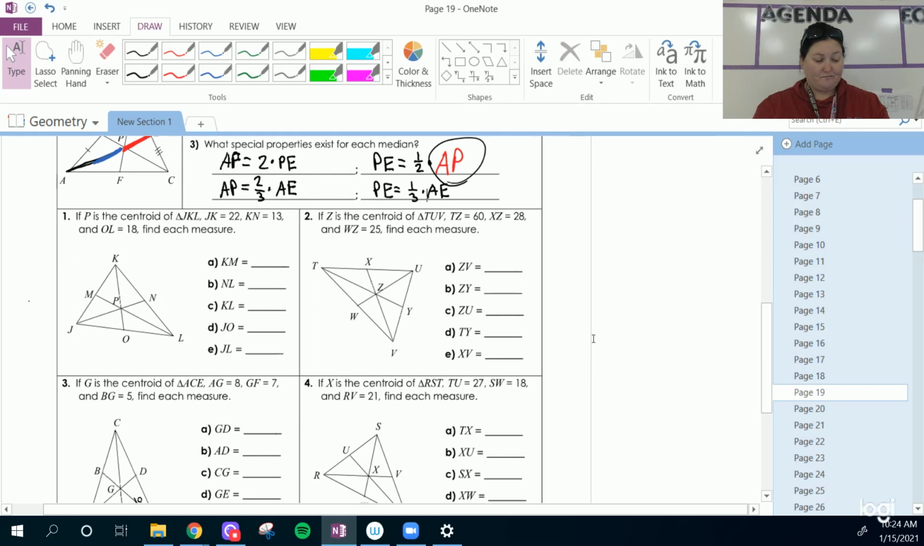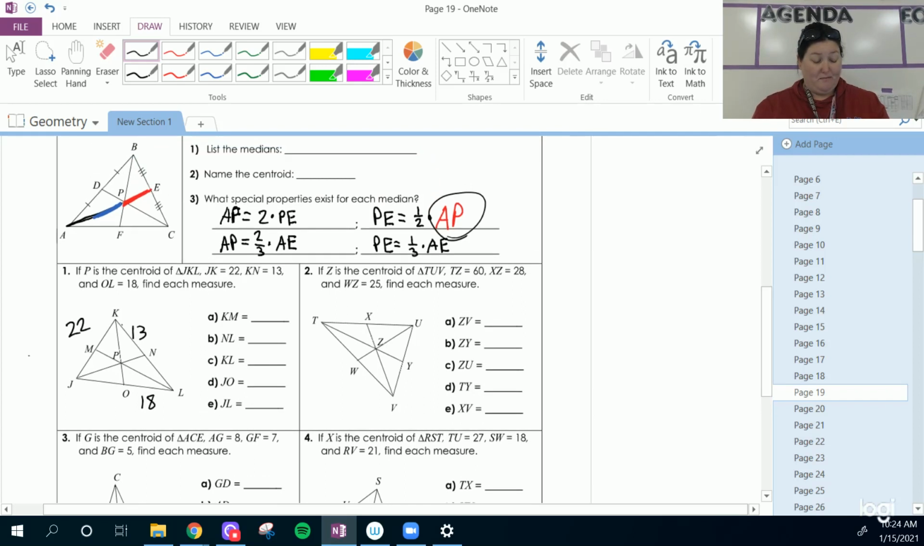So number 1 says if point P is the centroid of JKL and JK is 22, so I'm going to mark up my drawing here. KN is 13 and OL is 18. Another thing that the medians do is they split the sides into equal pieces. So I'm going to mark that on my drawing. So I have 1, 2, 3 sides, and they get split into equal pieces by the medians.